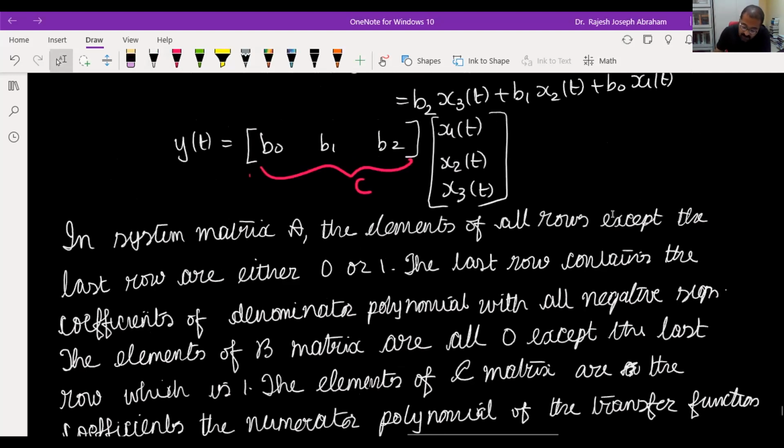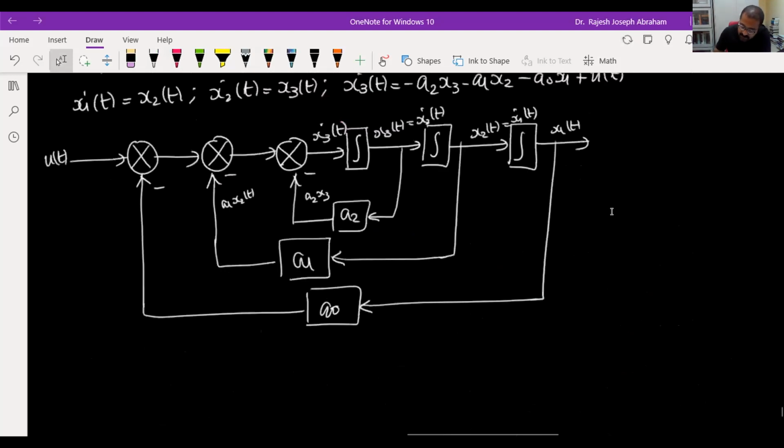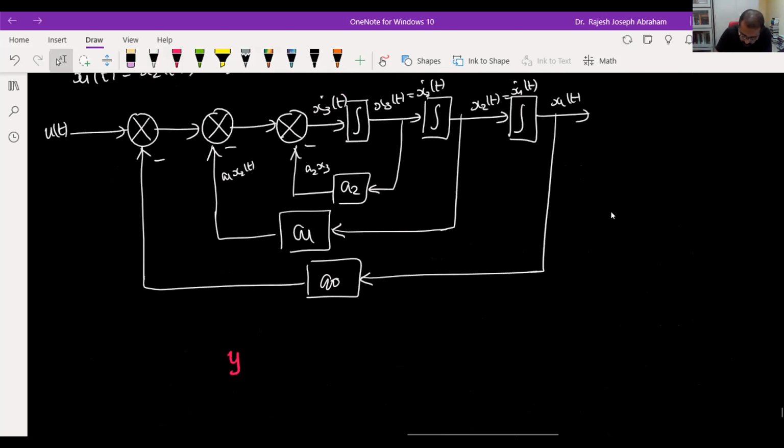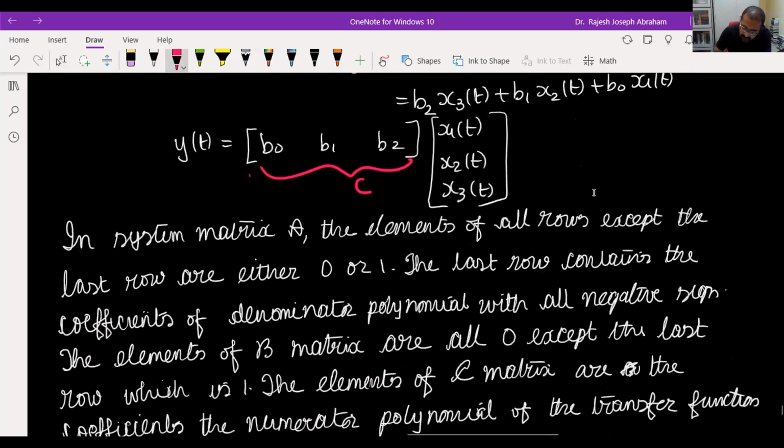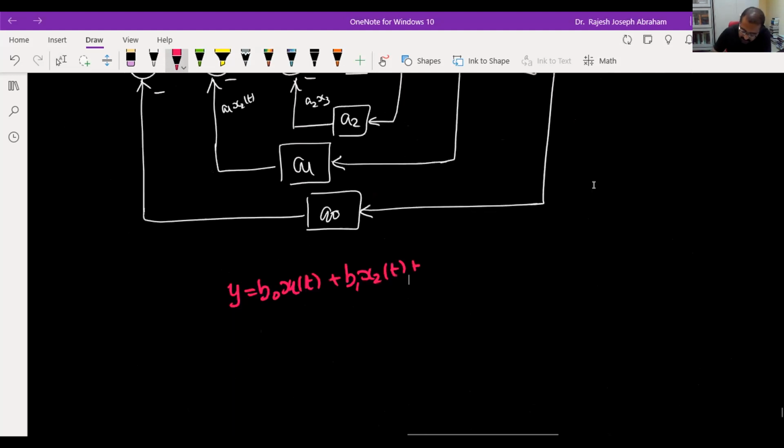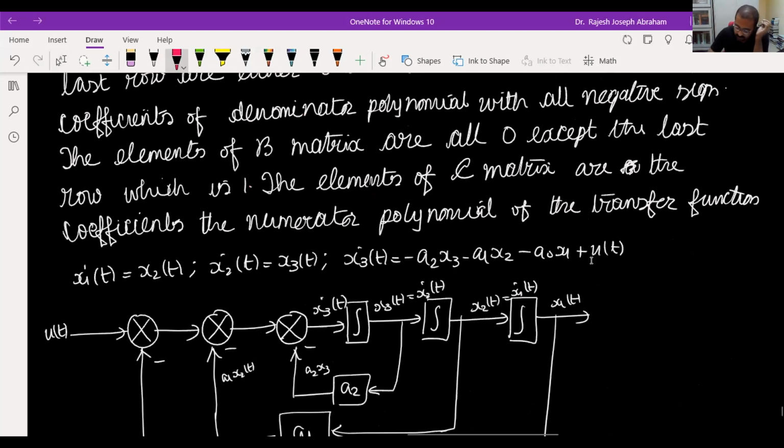Now what's the output equation? Y equals b naught x1(t) plus b1 x2(t) plus b2 x3(t). So the output signal Y is a combination of all these elements. That means there should be a summing point here, whose output will be nothing but y of t.